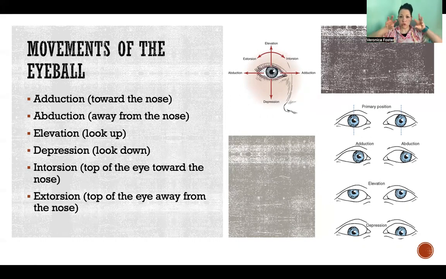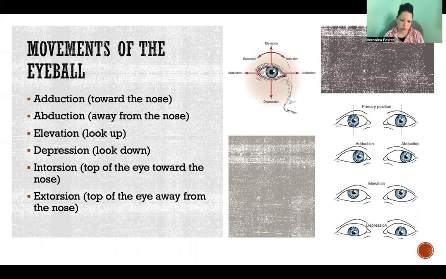So if using both eyes, you look in one direction, one eye is adducting and one eye is abducting, because one eye is moving towards the nose and one eye is moving away from the nose. Elevation is looking up, depression looking down, and then intorsion and extorsion are kind of the trickiest ones to describe when it comes to movements of the eyeballs.